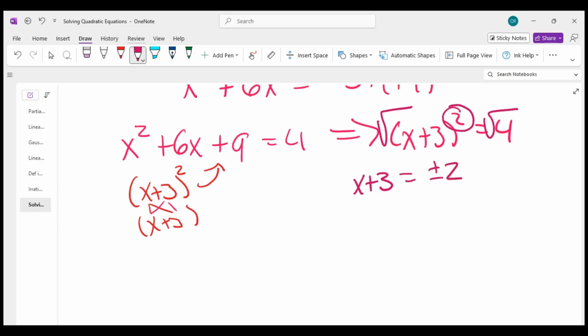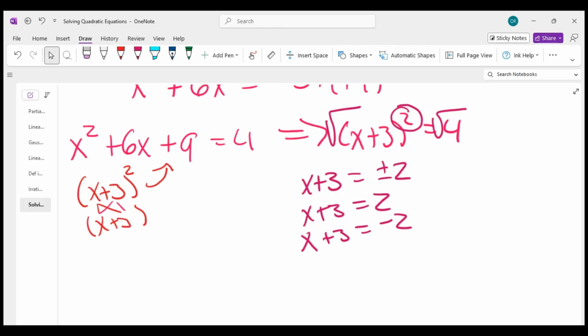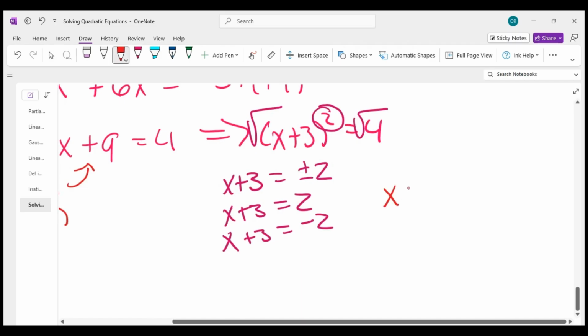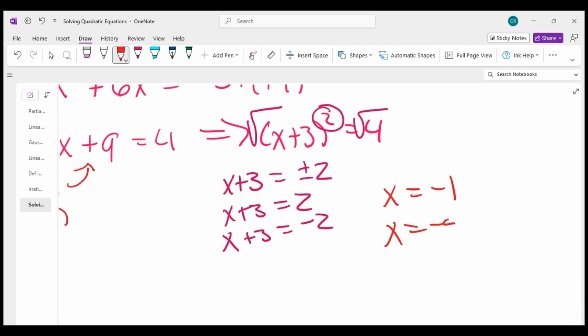So now to solve for x, you're going to have either x plus 3 equals positive 2 and x plus 3 equals negative 2. Then you just want to subtract 3 on both sides, and your final answer you'll end up getting is x equals negative 1 and x equals negative 5.